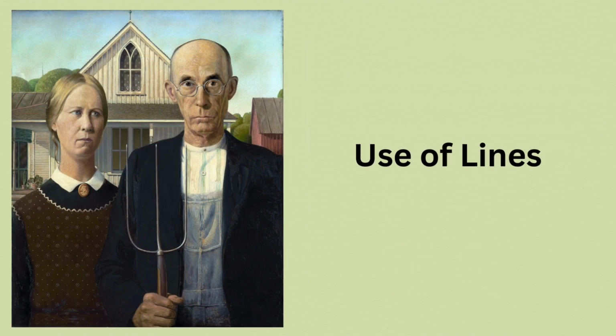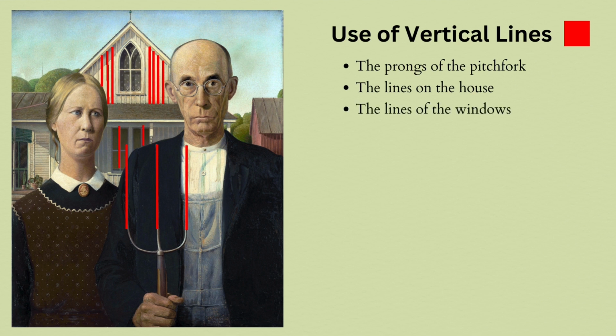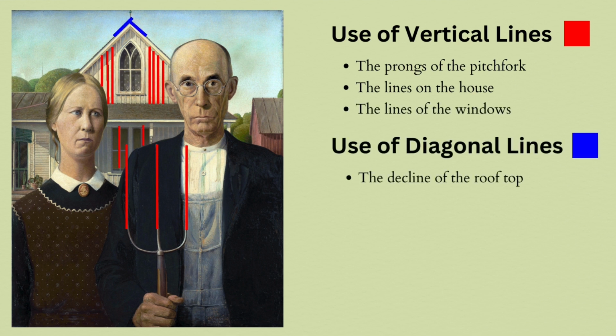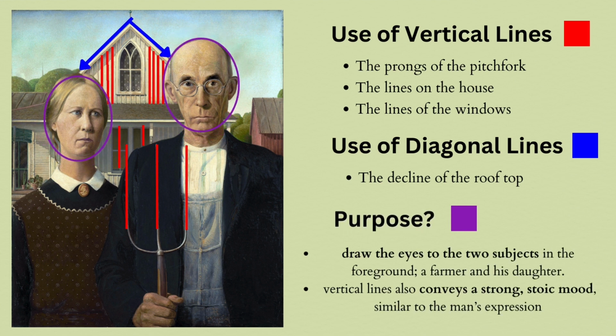Other than the colors, Grant Wood also uses lines to bring out the focus of his piece. First, Grant Wood uses vertical lines throughout the piece, which can be seen in the prongs of the pitchfork, the raised lines on the house, and the lines of the windows. Wood also uses a strong set of diagonal lines from the roof of the house, which lead directly to the heads of the two subjects. The purpose of both of these lines is to bring more attention to the main subjects. Both types of lines draw the eyes of the viewers to the figures.